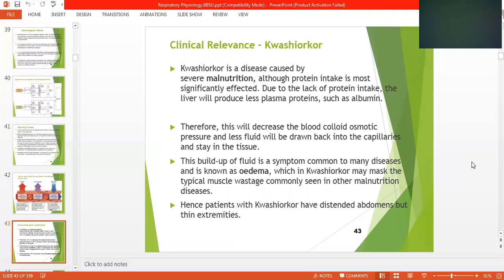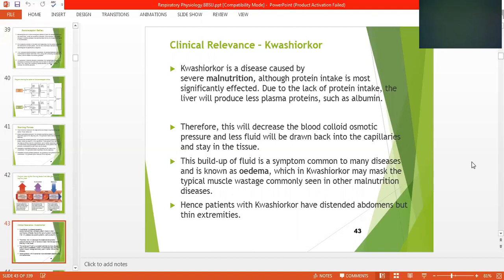plasma proteins such as albumin. Therefore, this will decrease the blood colloidal osmotic pressure and less fluid will be drawn back into the capillaries and stay in the tissue. This buildup of fluid is a symptom common to many diseases and is known as oedema, meaning swelling, which in Kwashiorkor may mask the typical muscle wasting commonly seen in other malnutrition diseases.